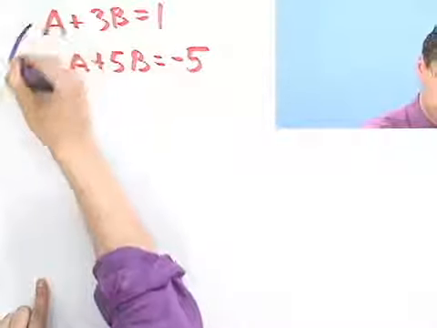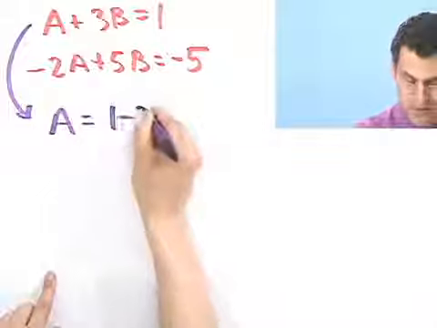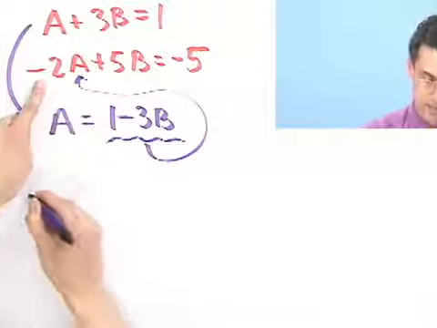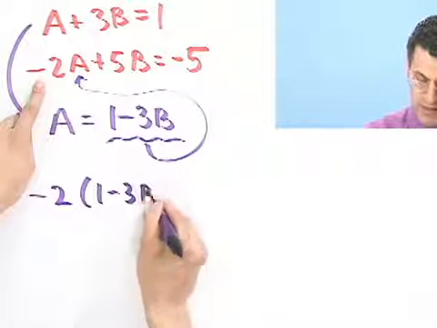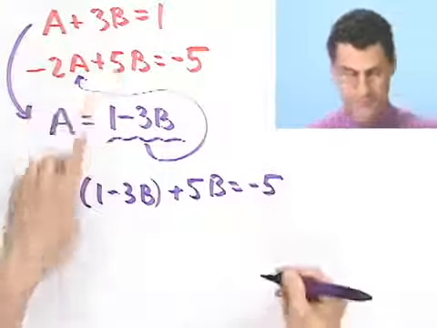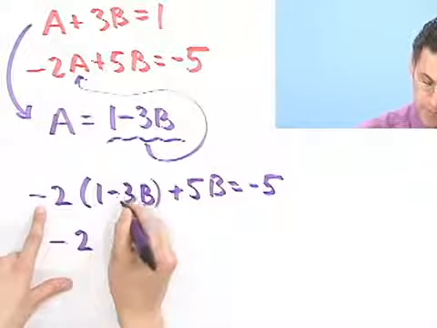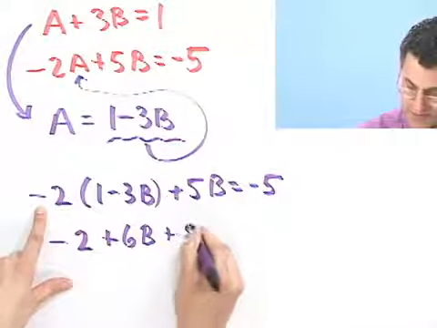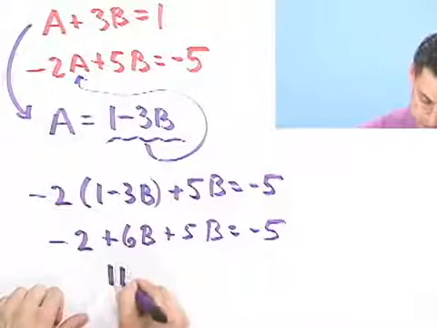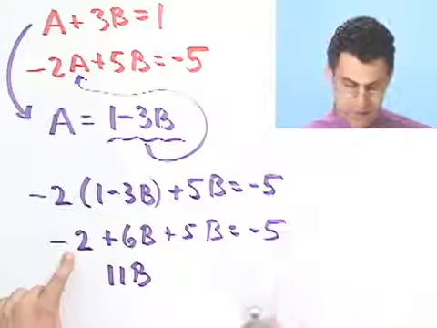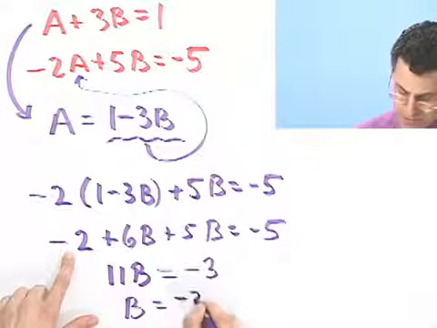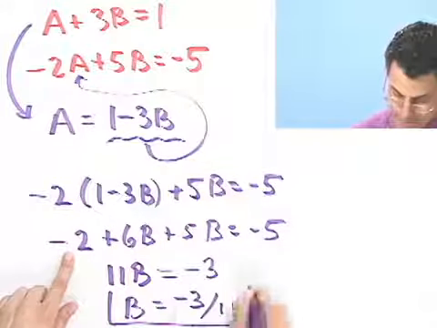Let's take this and solve it for A. So A equals 1 minus 3B. If I now insert that here for A, what I would see is minus 2 times 1 minus 3B, that's just A, plus 5B equals minus 5. So if I distribute, I see minus 2 plus 6B plus 5B equals minus 5. And so 6B plus 5B, that's 11B. If I take that negative 2 and bring it over here, it pops over as a positive 2, but I've got a minus 5, so that's a minus 3. And so I see that B equals minus 3/11.